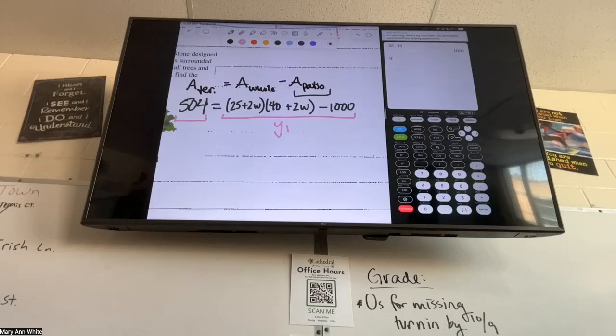And honestly, I don't really feel like doing that algebra today, so that's what I'm going to do. We'll put this one in our y1. We'll put this one in our y2. The only thing you have to do is be really careful about your parentheses, okay? So I'm going to erase this. I'm going to go parentheses 25 plus 2x, end parentheses, start new parentheses 40 plus 2x, end my parentheses, minus 1,000. Don't forget that minus 1,000. That will change your problem. And then 504.